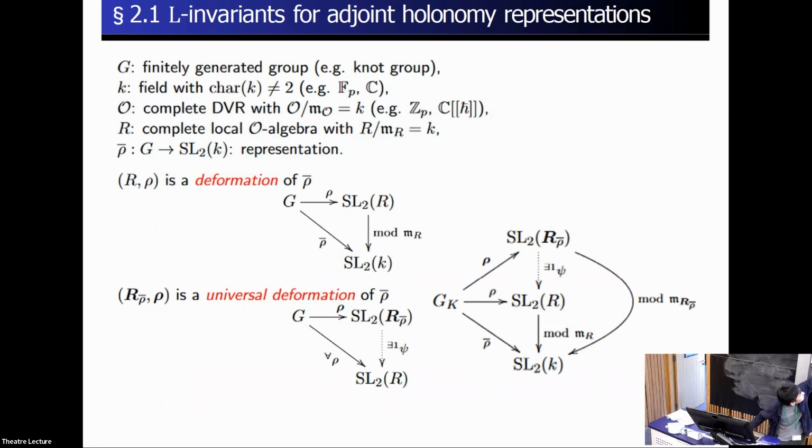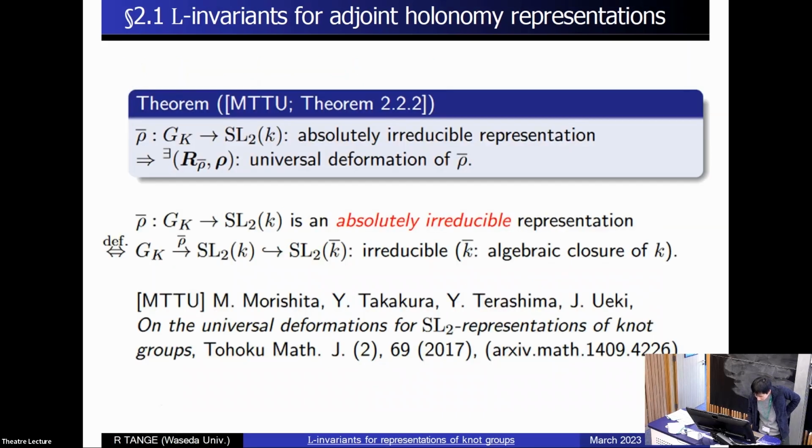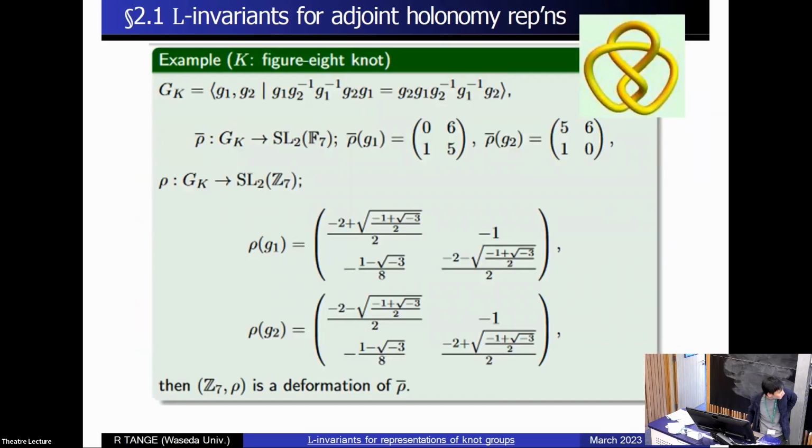Okay, K is, I think, characteristic not equal to 2. Yeah. Thank you very much.